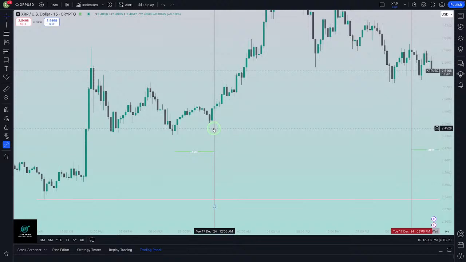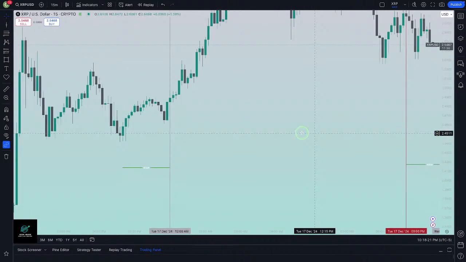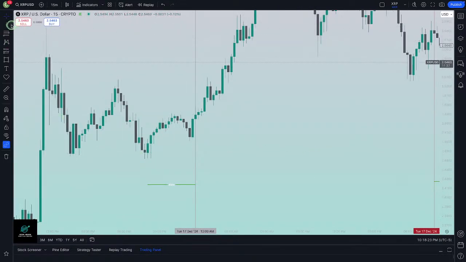So this was yesterday's at midnight, Monday at midnight, Tuesday at midnight. And I'm looking at Asia session. And what I'm going to do is identify the low, which is right here.